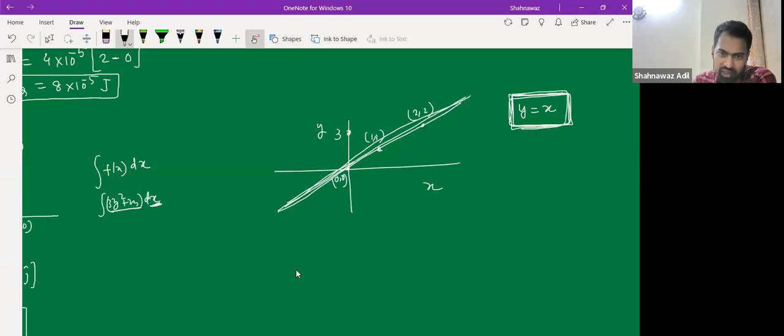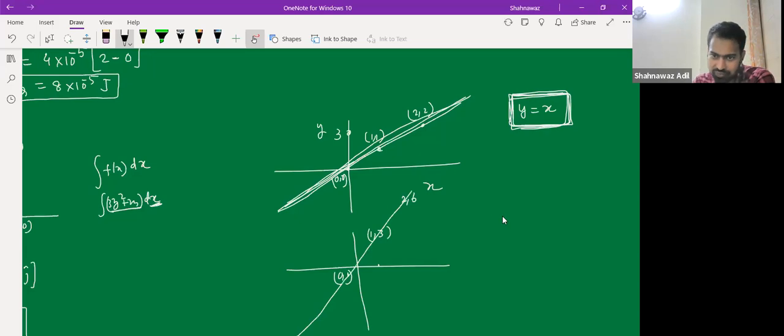Is that clear? If I have 0, 0 and 1, 3, so this is 1, not 3, and this is 2 and 6. So can you guys tell me what is this graph? What is this graph?